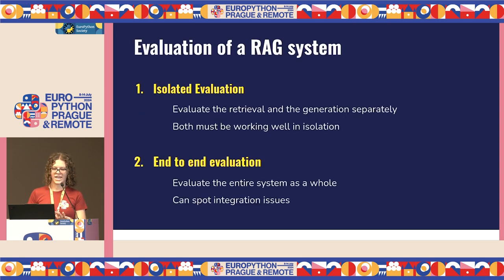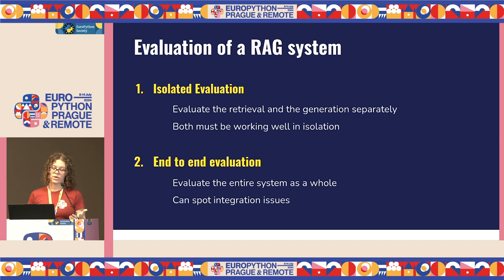First of all, there are two ways to evaluate a RAG system. You can do both, so they are not exclusive, but there are two main techniques. One is called isolated evaluation. In this case, you evaluate the retrieval and the generation separately. So you just take the two components in isolation and you test them like they were working in isolation. This is useful to understand really which one is weaker and which one is stronger.